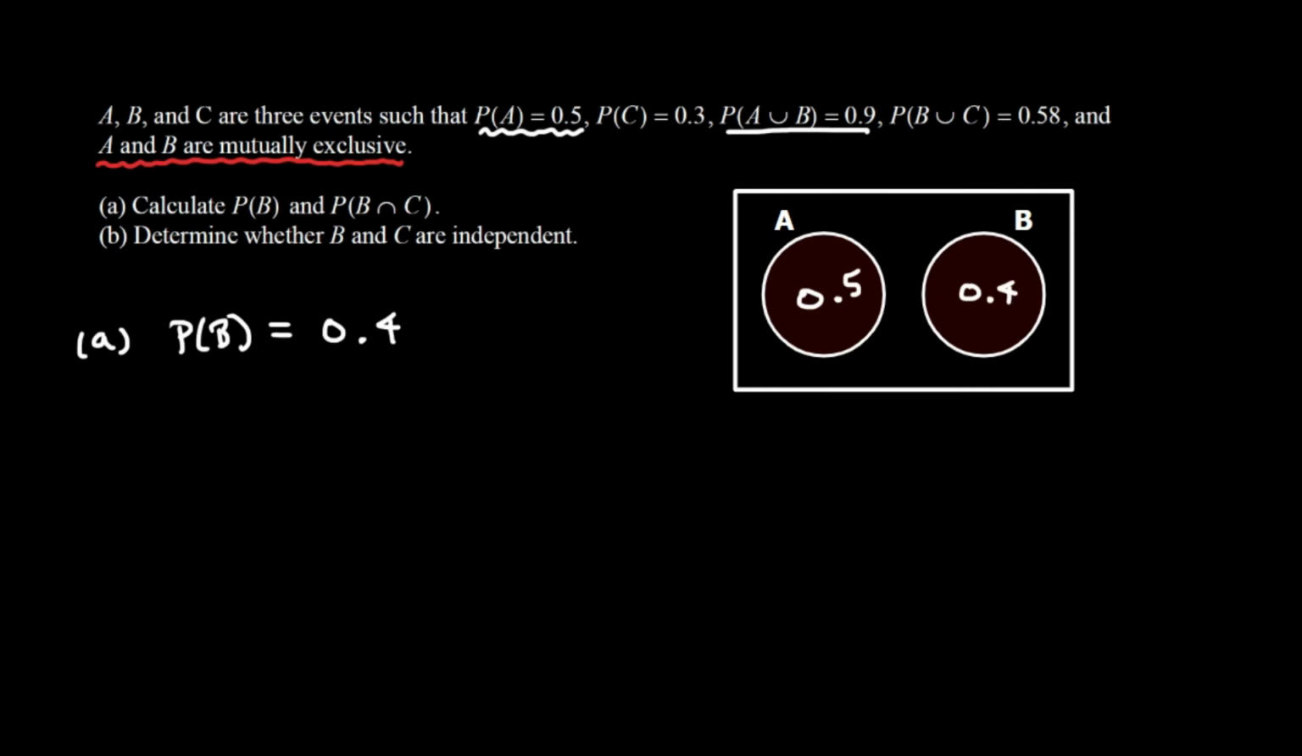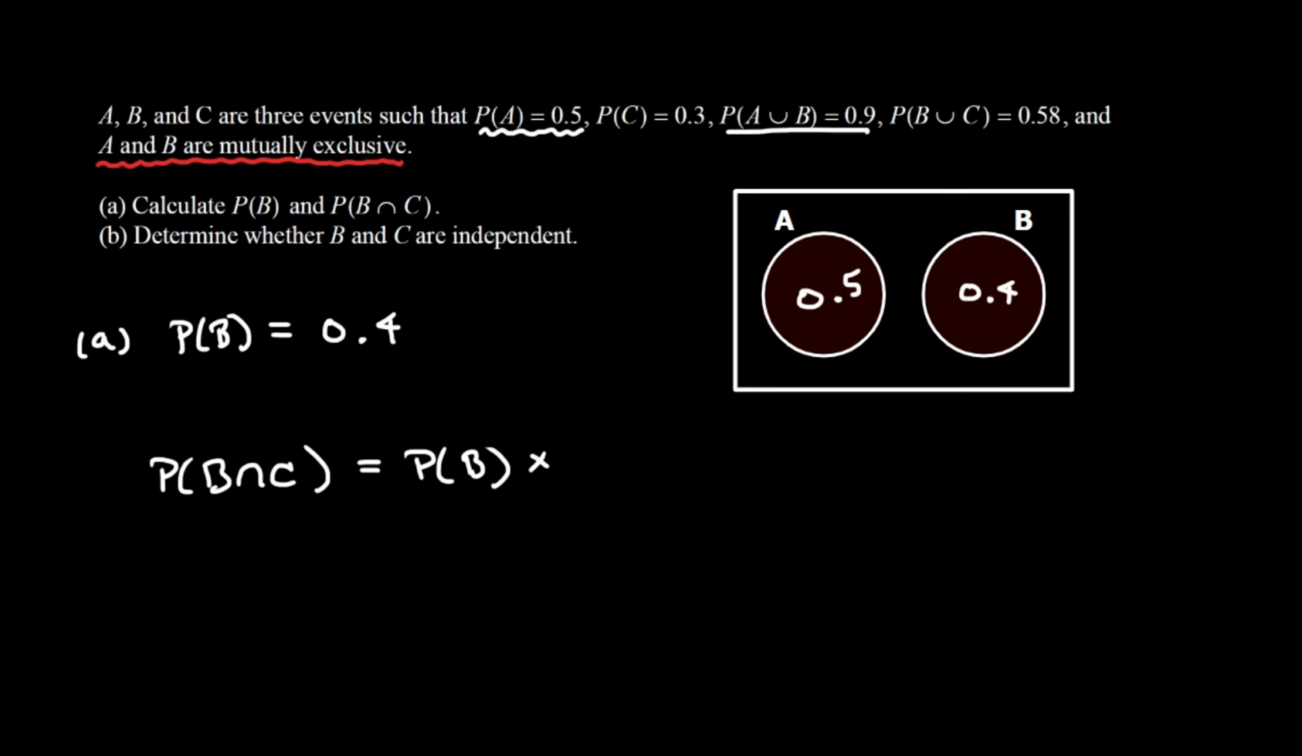Now the next probability is B and C. So the intersection, we're looking for the probability of the intersection of B and C. And honestly, I usually always start with the multiplication of those 2 probabilities. And of course, I'm not assuming independence here because they may or may not be independent.